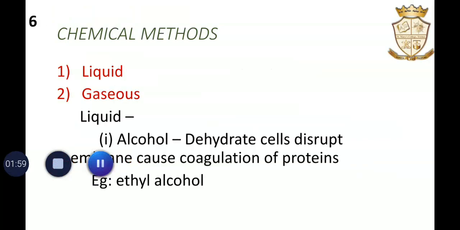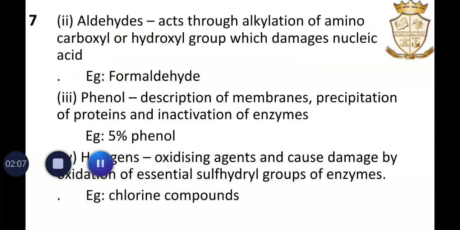Liquids, first one is alcohol. It dehydrates cells, disrupts the membrane, and causes coagulation of proteins. Example is ethyl alcohol. Next one is aldehyde. Acts through alkylation of amino, carboxyl or hydroxyl groups, which damages nucleic acid. Example formaldehyde. Next one is phenol. Disruption of membranes, precipitation of proteins and inactivation of enzymes.